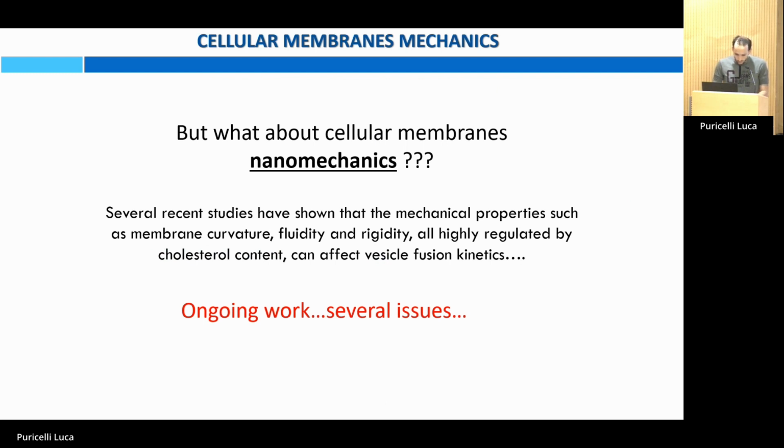So I'm coming to an end. I know I'm late, but just to tell a few things about membrane nanomechanics, which should be, let's say, my main focus on this project.